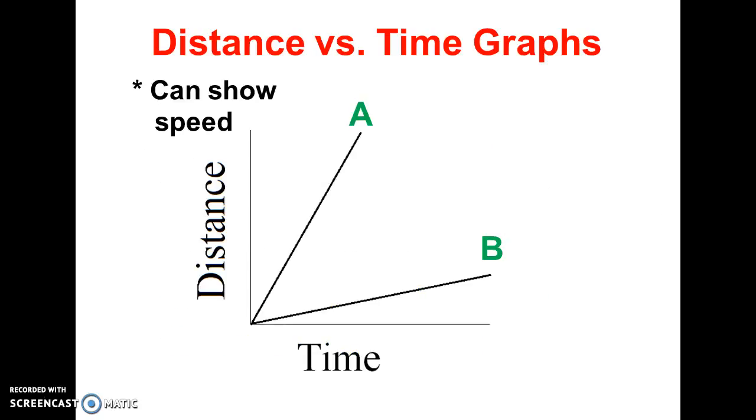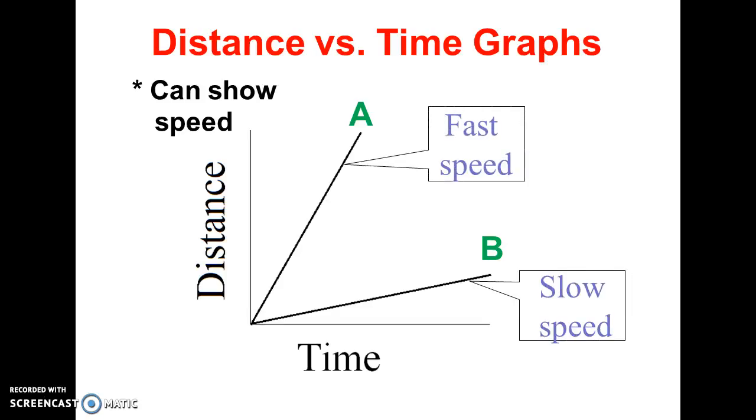The steeper the slope, the faster the speed. So if I have two objects, A and B, A is going to be going faster than B because it has a steeper slope. It covers the same distance in a much quicker amount of time. So A is a fast speed and B is a slow speed.